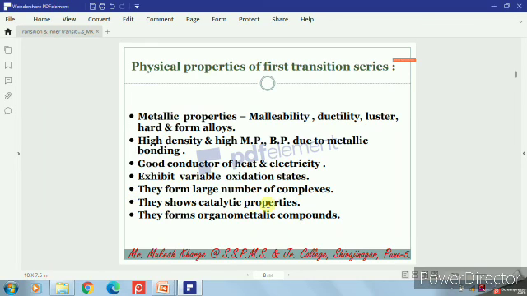Then they show catalytic properties. Most of the transition elements are used as catalysts in various chemical processes. All are familiar with hydrogenation: nickel, platinum, palladium are used as catalysts for hydrogenation of unsaturated hydrocarbons such as alkenes and alkynes. They can be converted into saturated hydrocarbons, alkanes. Then they can also form organometallic compounds.